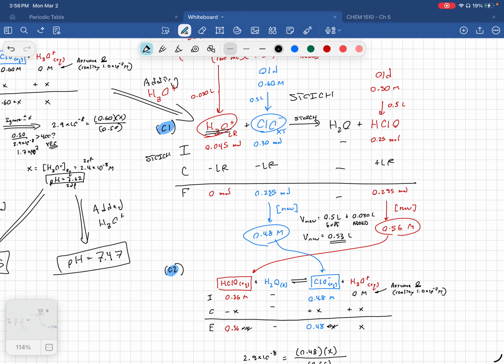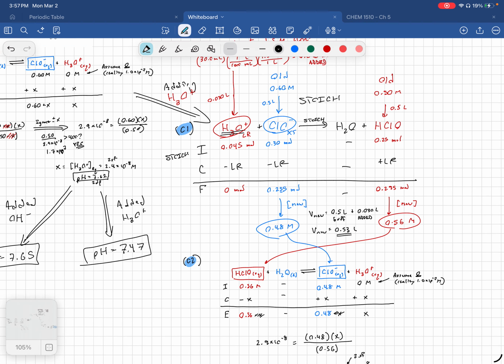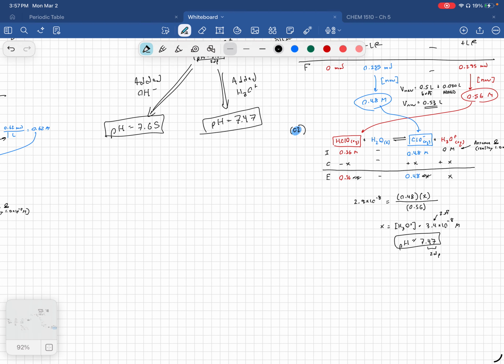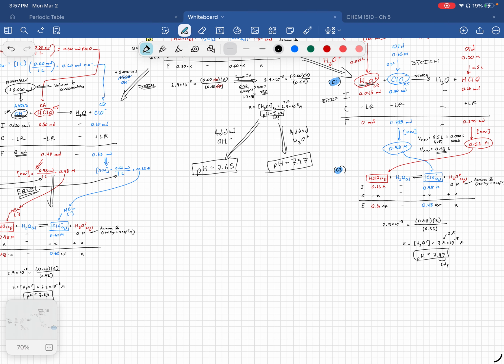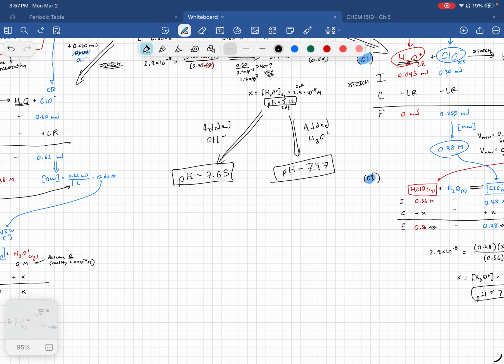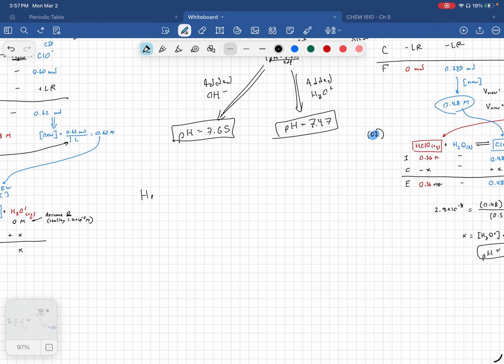If at any time you add enough base or acid to convert all of either the conjugate acid or conjugate base in the buffer, it just blows the buffer apart. It won't stop the pH from drastically changing at that point. Now, there is something we could do instead, and I just want to show it to you real quick. It's called the Henderson-Hasselbalch equation.